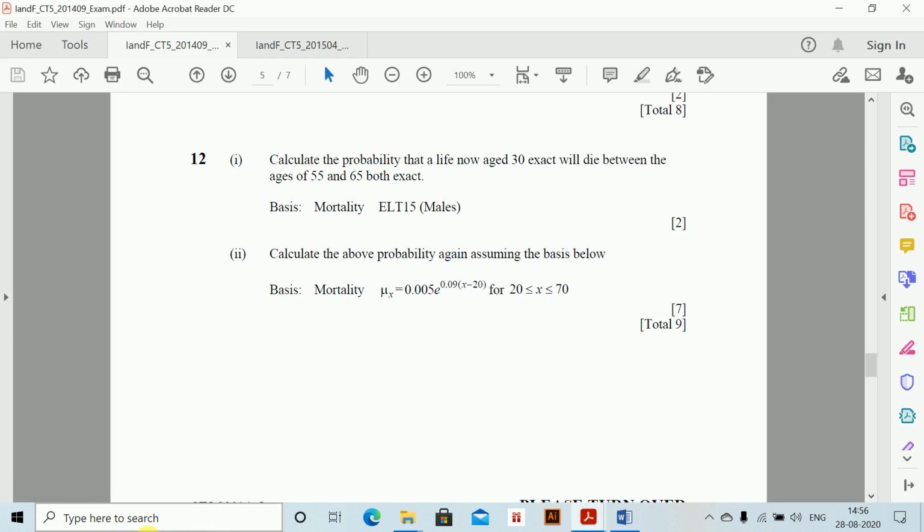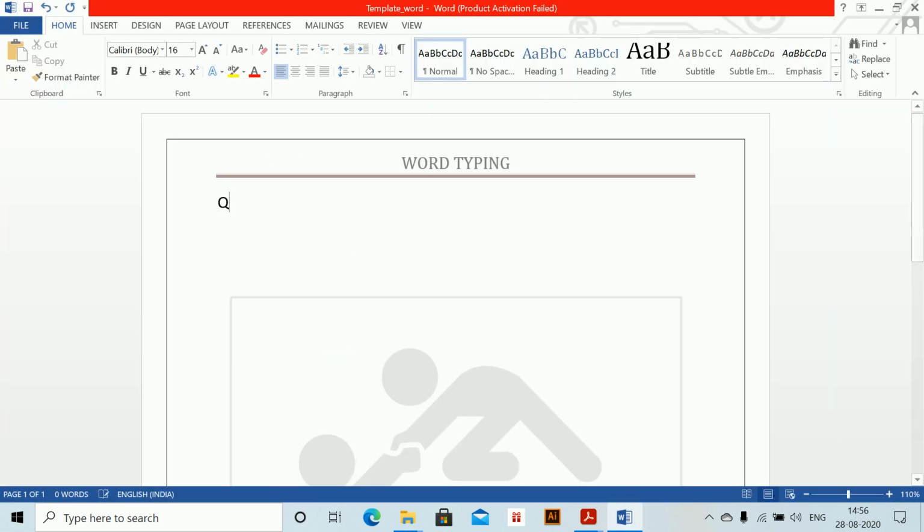Life tables. So let's do this. Calculate the probability that a life now aged 30 exact will die between ages 55 and 65, both exact. Mortality is ELT 15 males. So first, this is question 1.